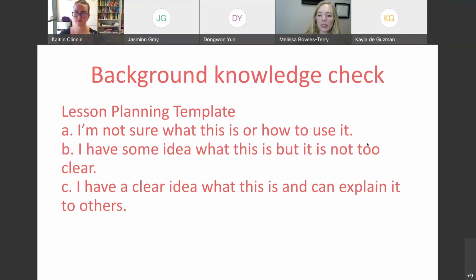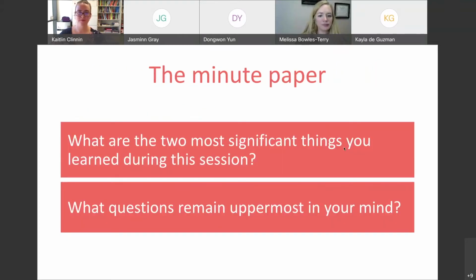Oh, and it looks like Miranda has already shared 50 assessment techniques from the Angelo and Cross book, which is awesome. Okay, so that's background knowledge check. Let's go to the next one.